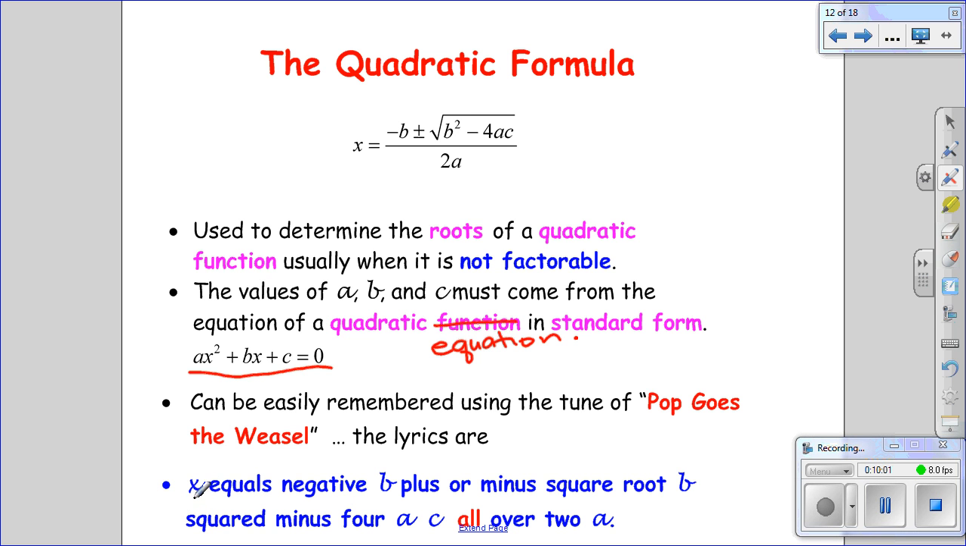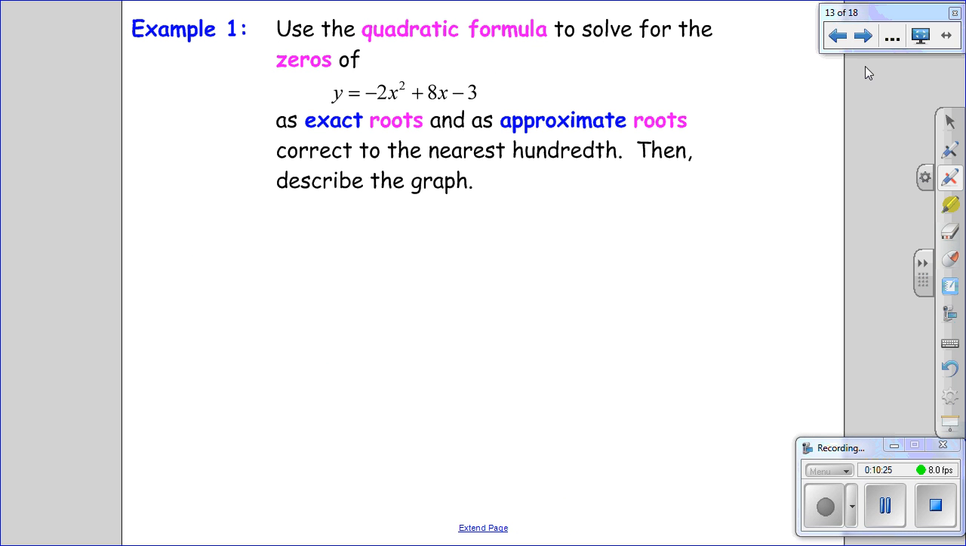During your test, if you're humming Pop Goes the Weasel, I will not get upset. Now, next year's teacher might, but I'm not going to. So remember, you're singing to Pop Goes the Weasel. Okay? X equals negative b plus or minus square root of b squared minus 4ac all over 2a. So you too can sound silly just like I did.